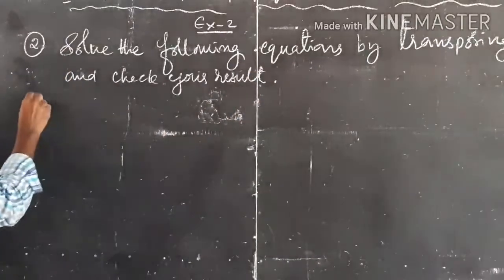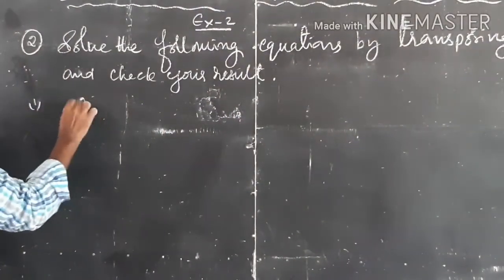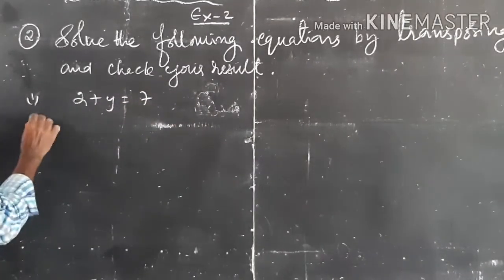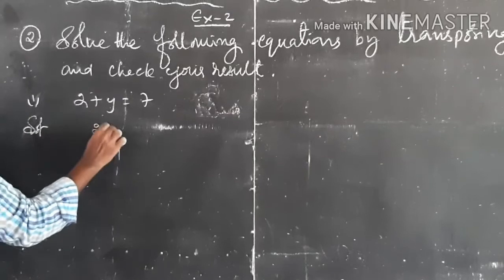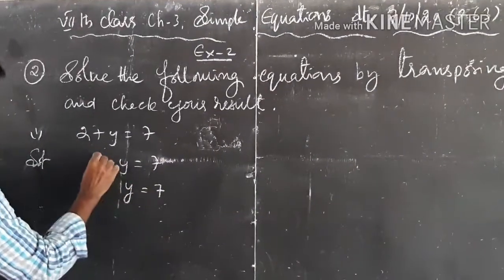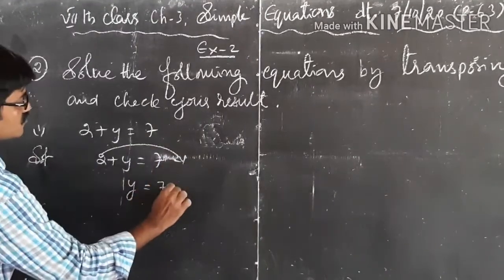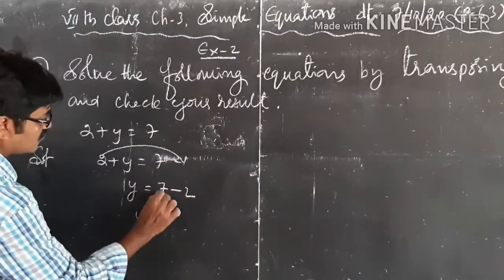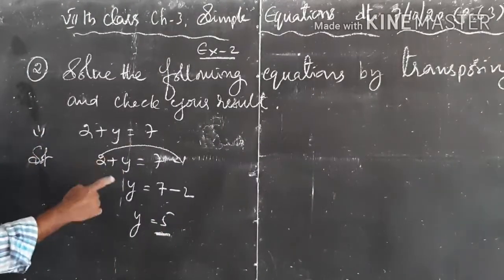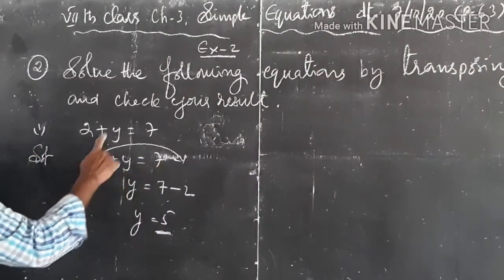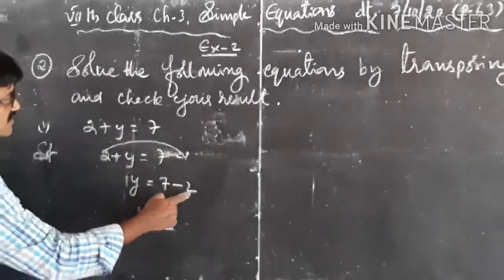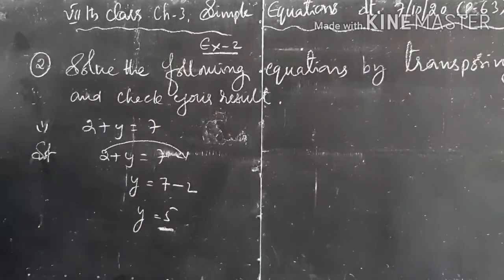First sum, 2 plus y is equal to 7. Let us see how to do this. Y is equal to 7, and the plus 2 goes to the other side. Plus goes to minus, so plus 2 becomes minus 2. Right hand side as it is. y is equal to 7 minus 2, which is 5. y is equal to 5.